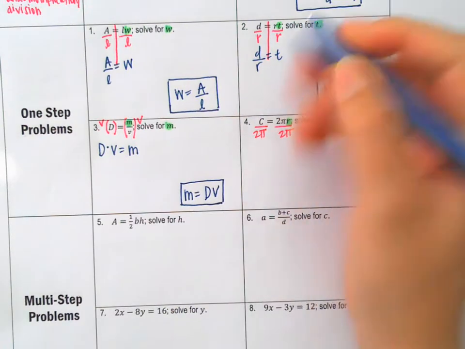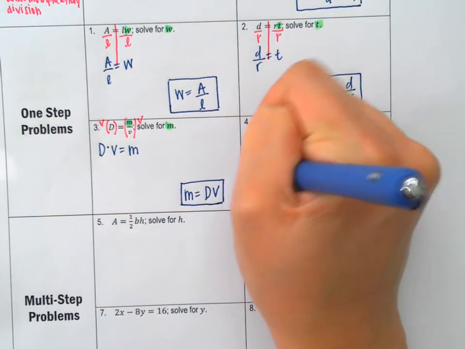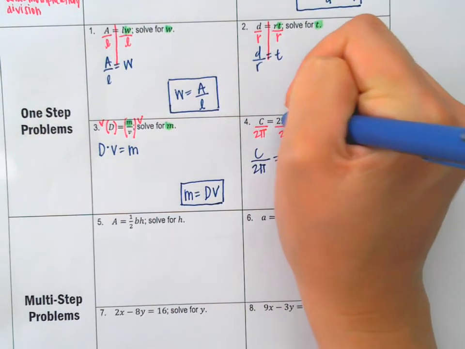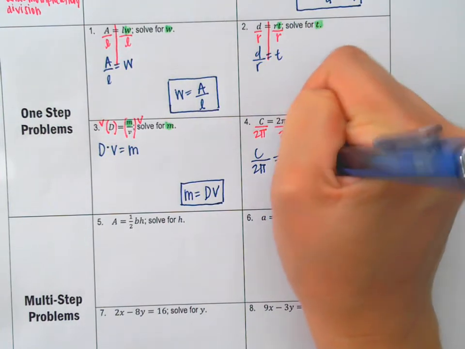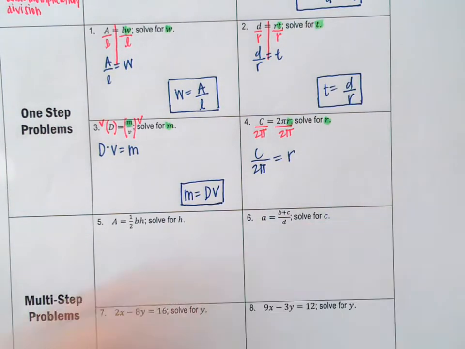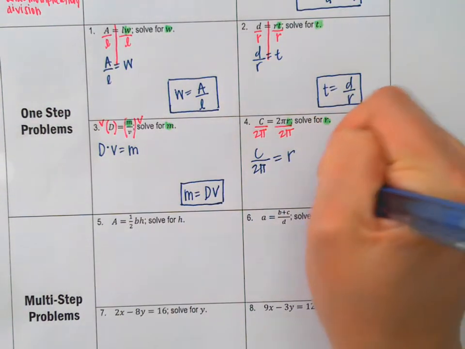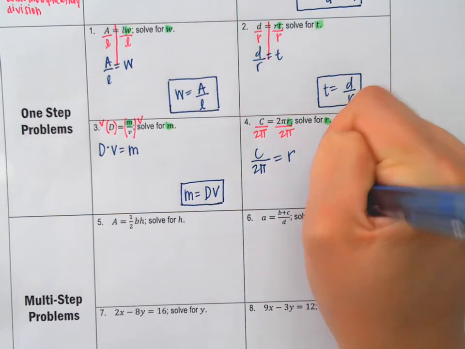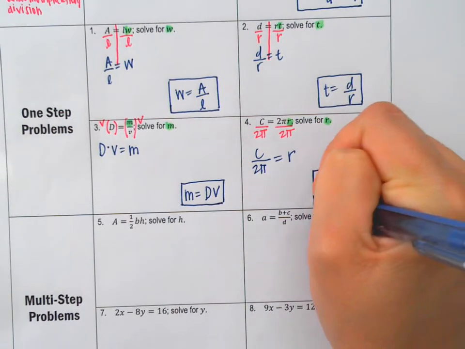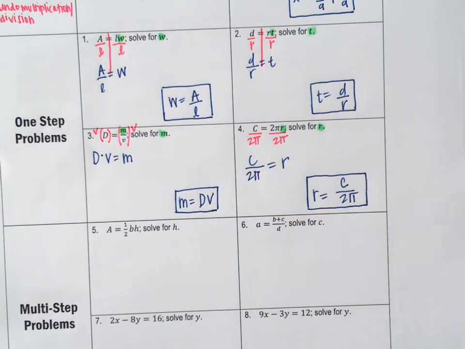And so c over 2 pi, nothing can simplify there. And then 2 pi over 2 pi is 1. Anything divided by itself is 1. And so r is left all by itself. And now we got it isolated. So r is equal to c over 2 pi, which is the circumference of a circle.